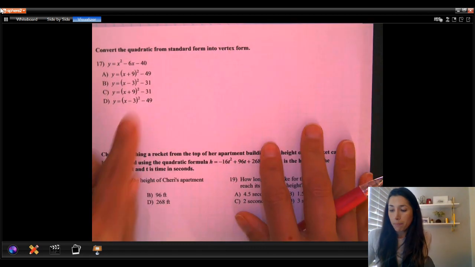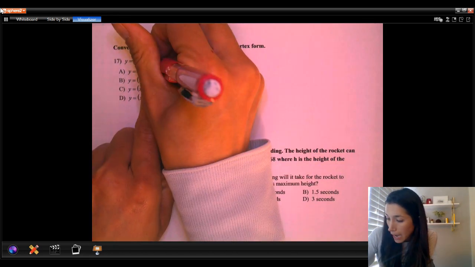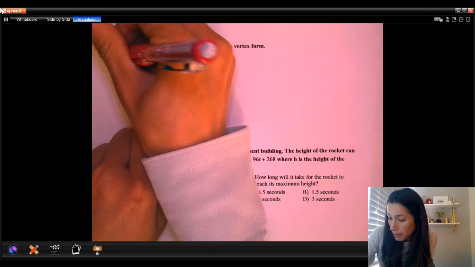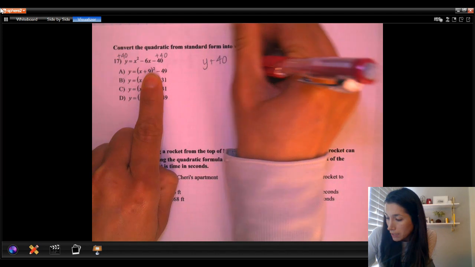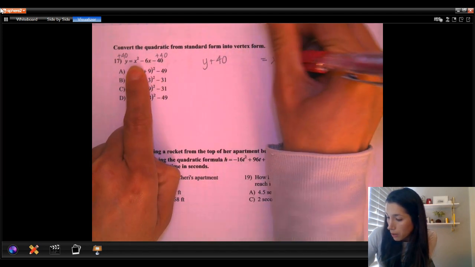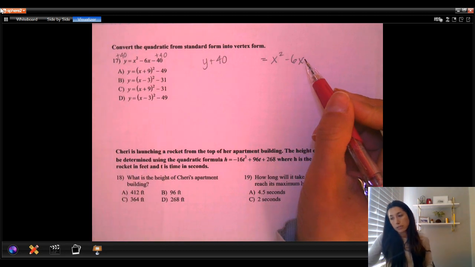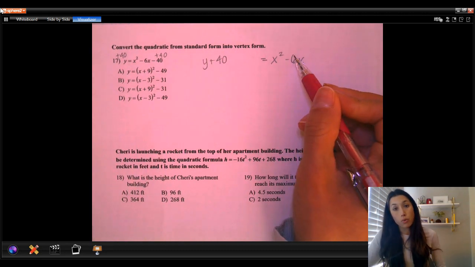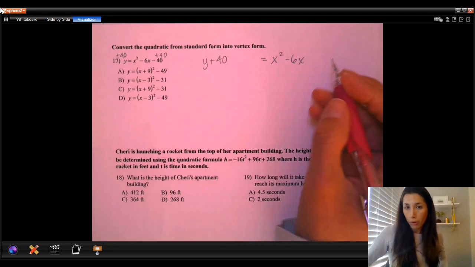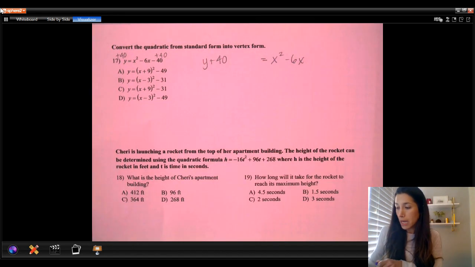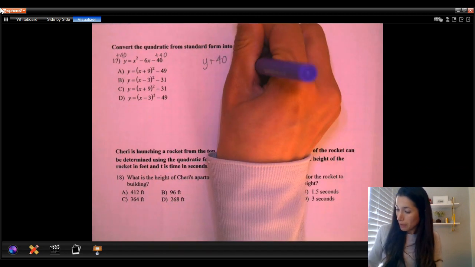So remember, our first step is to move the c value to the opposite side. So we'd have to add it to both sides. So y plus 40, we're going to leave a space here, equals x squared minus 6x. Remember, the part that we're adding to both sides is half of this value squared. So we need to know what -6 divided by 2 is. Well, that's -3. And -3 squared is 9. So we're just going to put a plus 9 on both sides here.